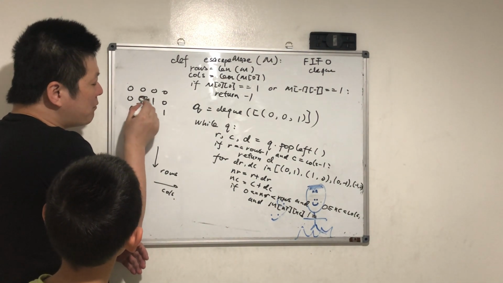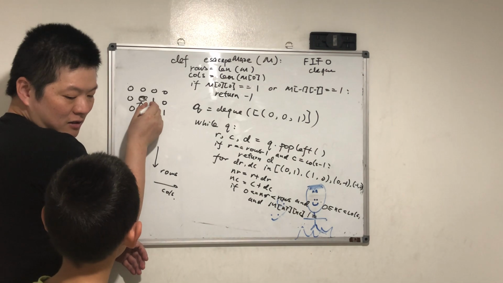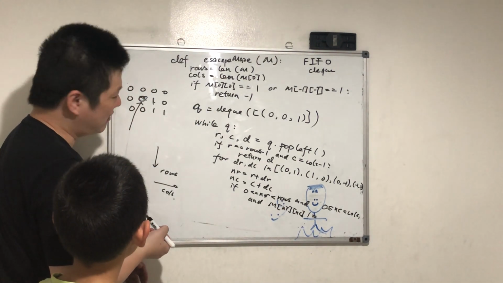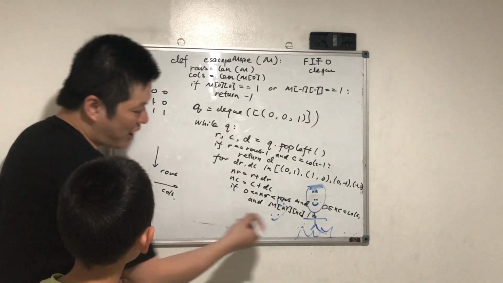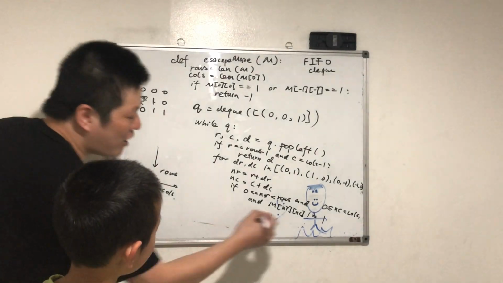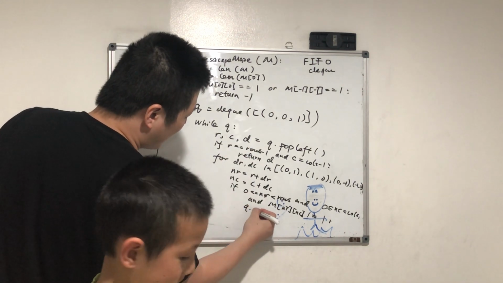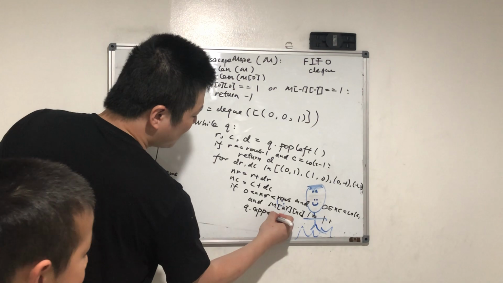Look, I'm here. Can I move here? No, right? So I need to check that grid at NR, NC is not equal to what? Wall. What's wall? Just 1. If it's not a wall, then what should I do? I should push it to a pen, yeah? Put it into the queue, remember?